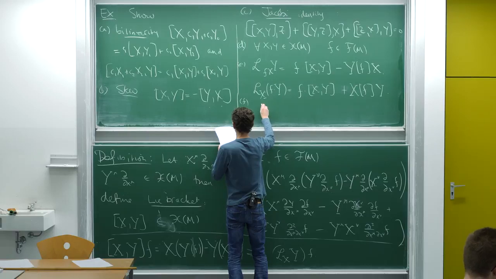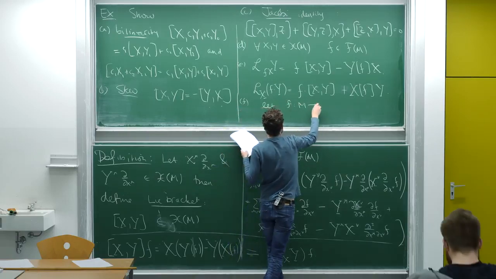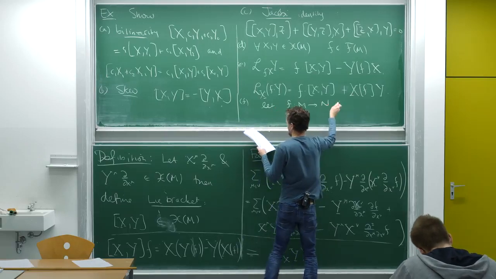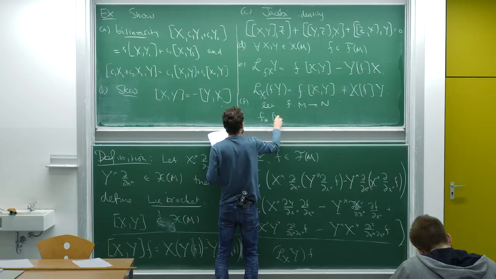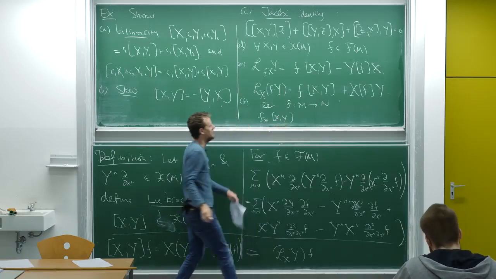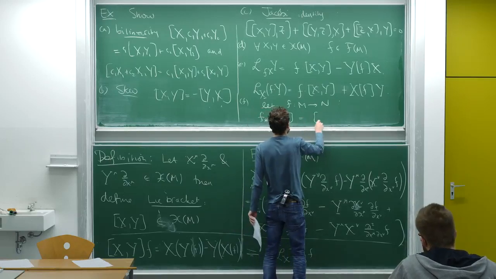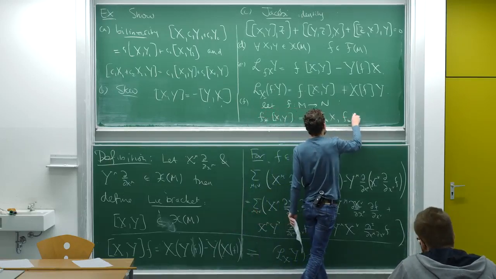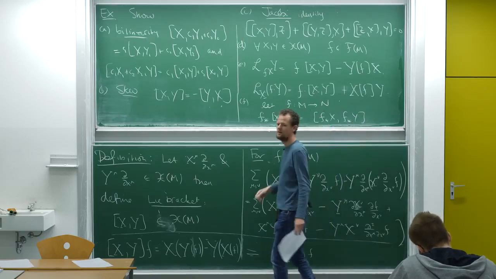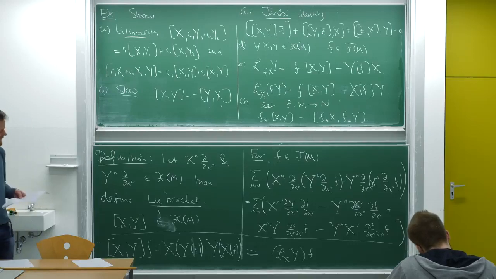So let f be a map between two manifolds, m to n. Then you have the very pleasing formula that if you push forward x and y, the bracket of x and y, that's just the same as if you had pushed forward the vector fields separately and then took their Lie bracket.